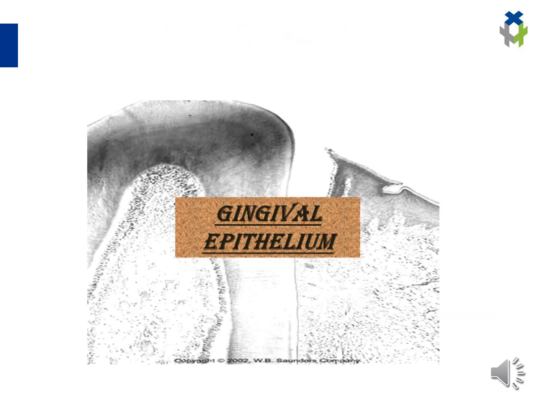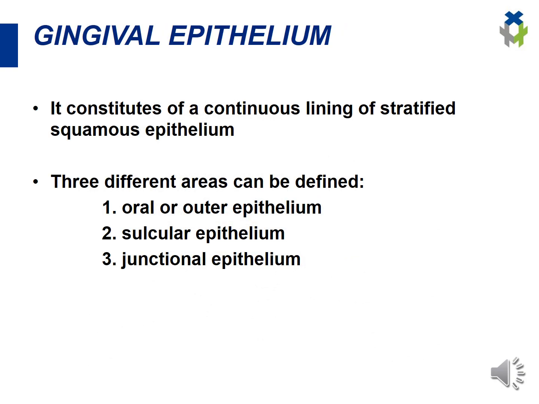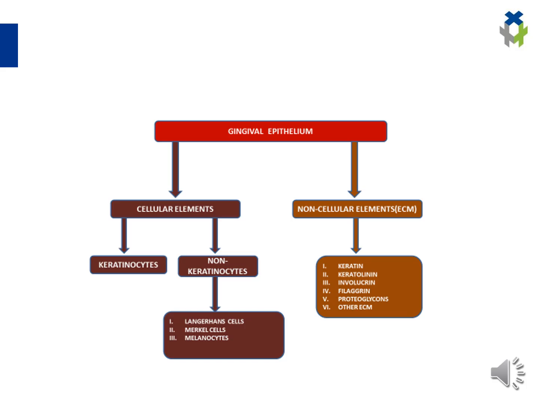Moving on to microscopic features of the gingival epithelium, three different areas can be defined: oral or outer epithelium, sulcular epithelium and junctional epithelium. Gingival epithelium is composed of cellular elements. The predominant ones are keratinocytes. The non-keratinocytes include the Langerhans cells, Merkel cells and the melanocytes. The non-cellular elements include keratin, keratolinin, involucrin, filaggrin.